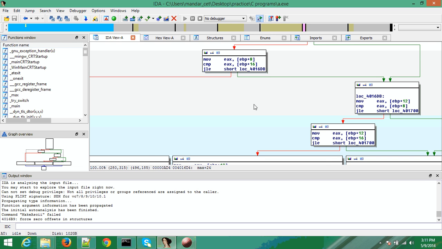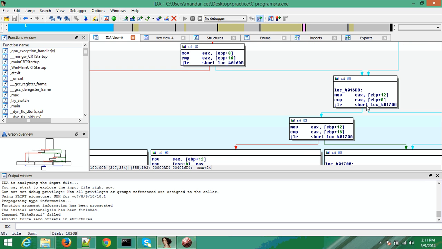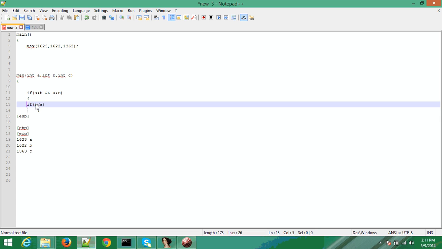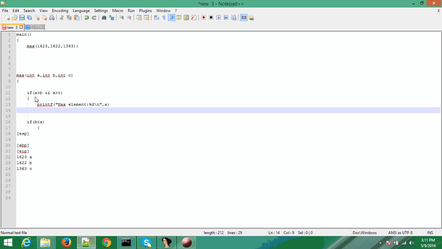Similarly, as we had seen, it seems like we are basically doing two things over here. So based on that, it's printing max element %d\n.